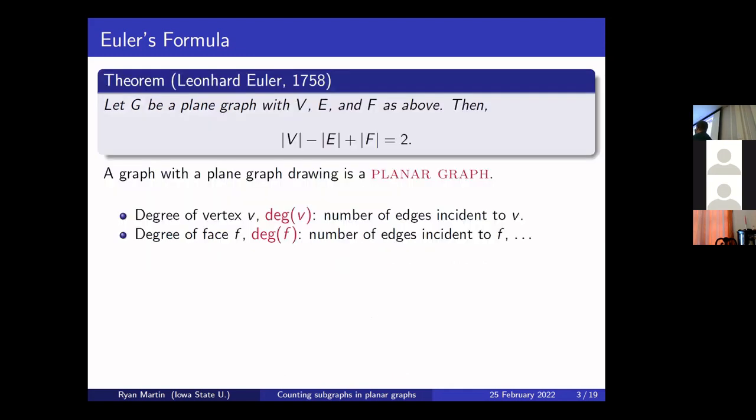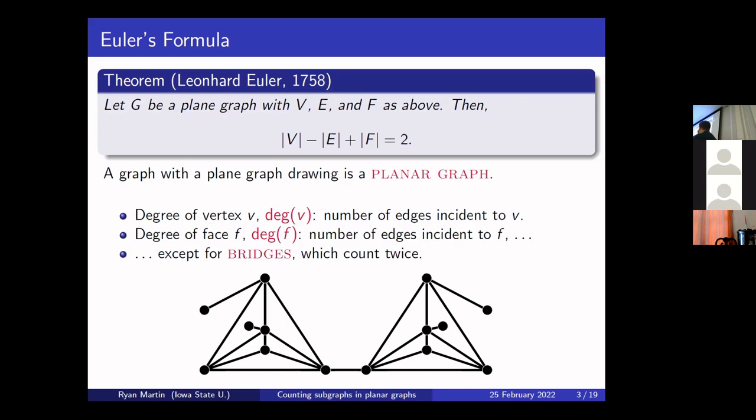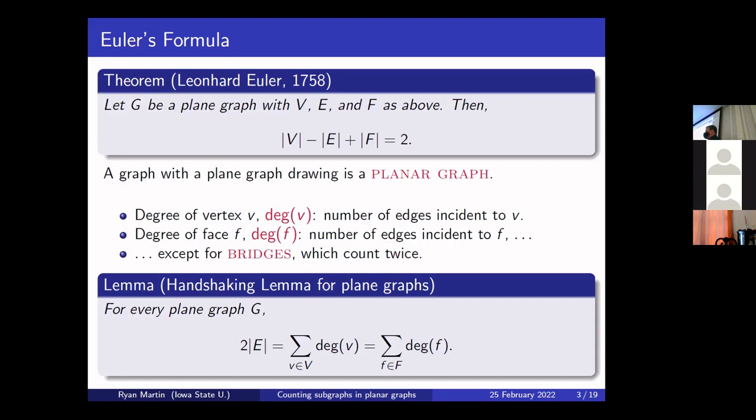All right. So the degree of a vertex is the number of edges incident to v. The degree of a face is the number of edges incident to the face, except for bridges, which count twice. If you look at this drawing, you can see there are a couple of degree 3 faces. The outer face has a very large degree. Where you see some of the leaves, you have a degree 5 face. And there is what I was just calling a handshake for plane graphs. For every plane graph, I'm picking some particular drawing in the plane, twice the number of edges is equal to the sum of the degrees of the vertices, which is equal to the sum of the degrees of the faces. If you've done planar graph stuff, you know that for every planar graph there's a dual graph, where the vertices become faces and the faces become vertices.